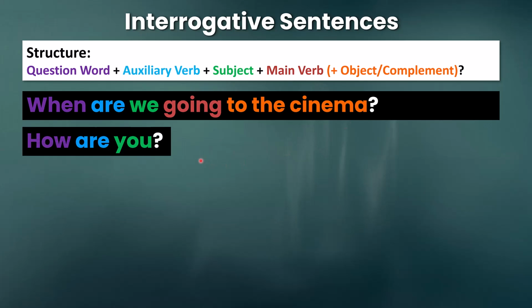Here is a more simple interrogative sentence example. How are you? We have a question word, then the helping verb, and then the subject.